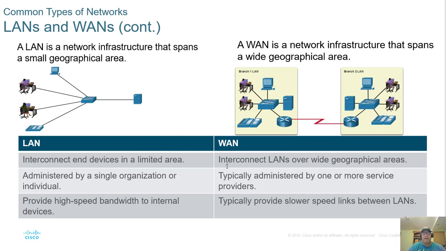LANs and WANs, again, interconnecting devices, and just some highfalutin terms here. LANs: end device to end device through a switch. WANs: usually router to router, as you see here. So the difference here is this is a LAN on the left and a LAN on the right.